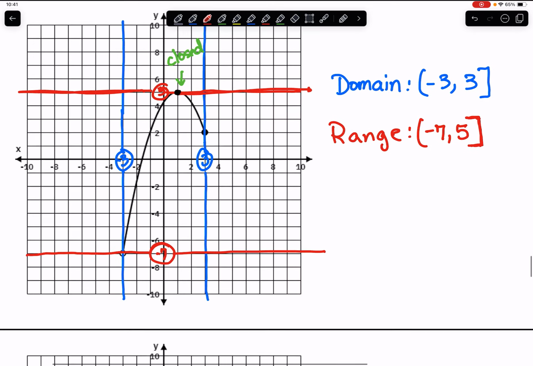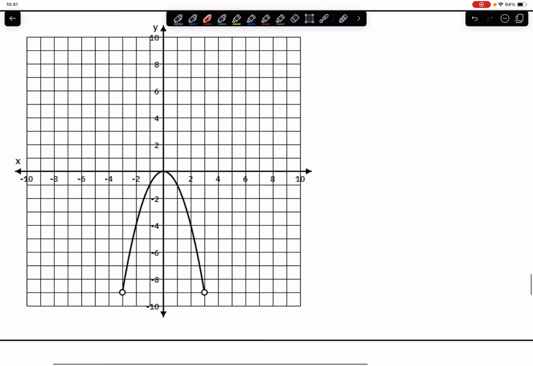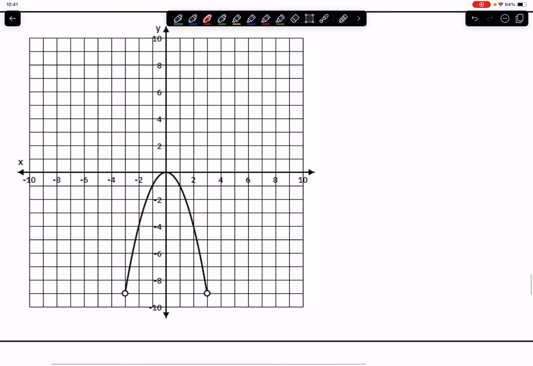Let's look at one more example of this, domain and range. Pause the video and then come back and check your answer. Okay, let's check your answer. Let's see what you got.